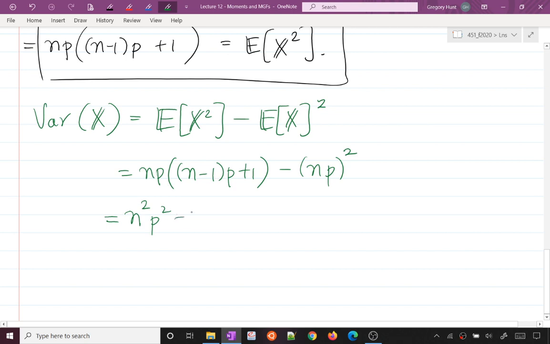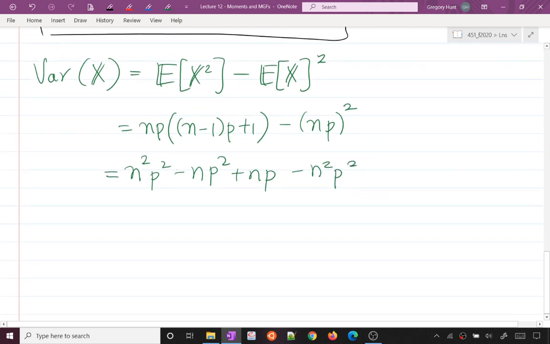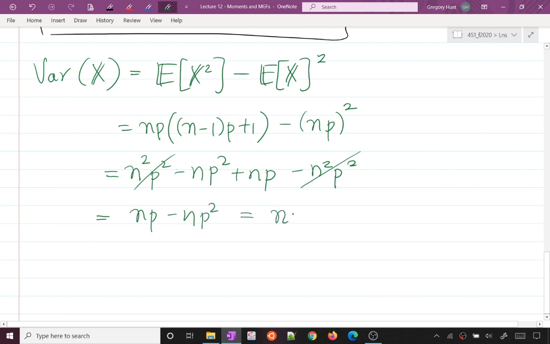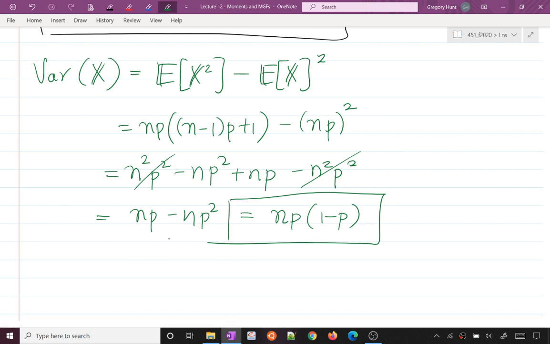np, so np squared, and then we get plus an np, so that's that first term expanded out, just some algebra, and then our last term is n squared p squared. So some of this nicely cancels. We get np minus np squared, or if I factor out my n and a p, I get np times 1 minus p. Now that's a nicer formula. And that's the variance of a binomial random variable.